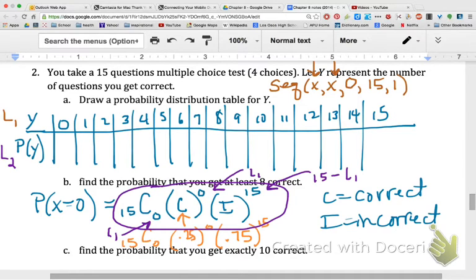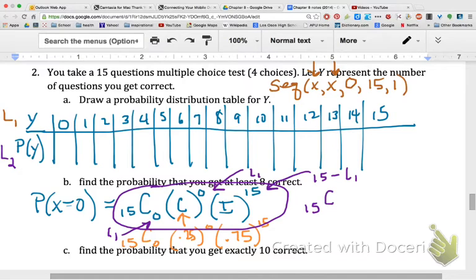So when I put it in, at the top of list 2, it's going to look like this. It's going to say 15 C L1, and then we want 0.25, because that's the probability of success, to the L1, and then 0.75 to the 15 minus L1. So pause the video and get that in.